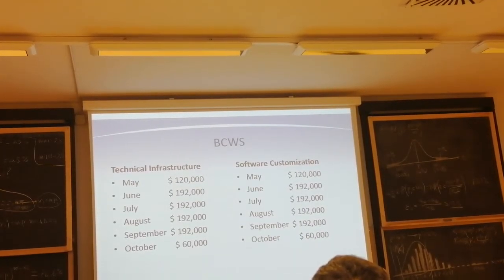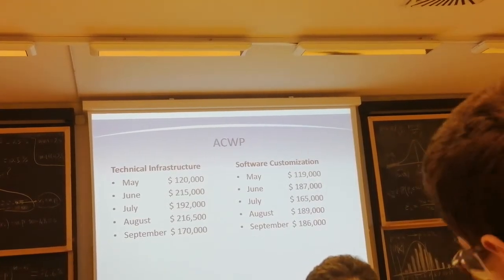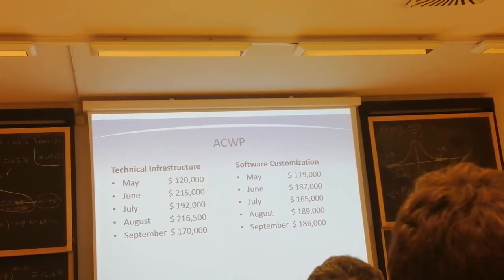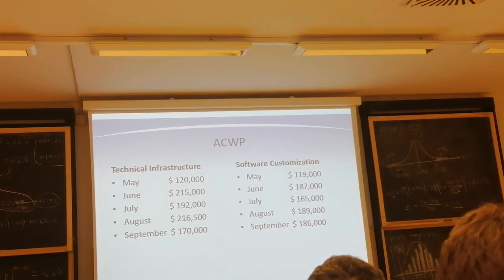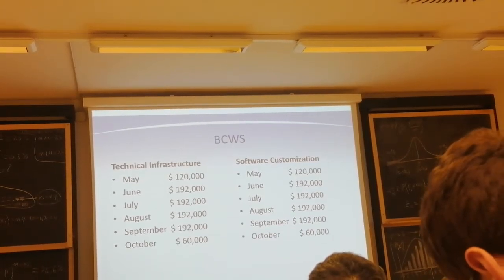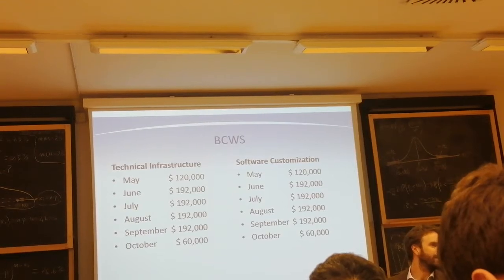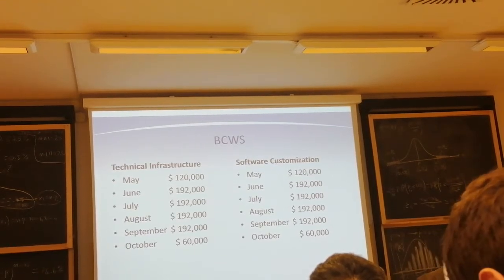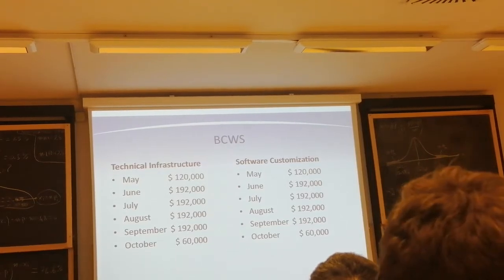BCWS is the budgeted cost of the work scheduled, and this is the actual cost of the work performed. But don't you think that work performed may be different than work scheduled? For instance, we could have planned work scheduled as much as 80% by the end of September, and what we did was just 50%, so maybe we're lagging behind schedule.